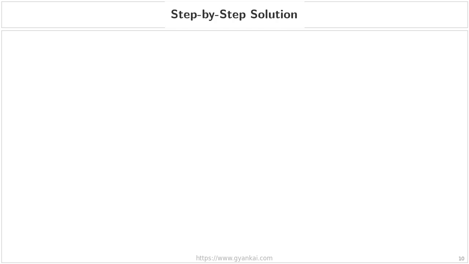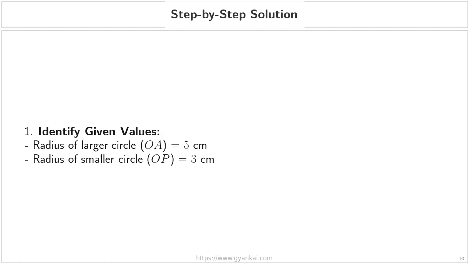Step-by-step solution. First, we need to identify our given values from the problem description. We are looking at two concentric circles, so we have the radius of the larger circle, which we can call OA, equal to 5 centimeters, and the radius of the smaller circle, which is OP, equal to 3 centimeters.